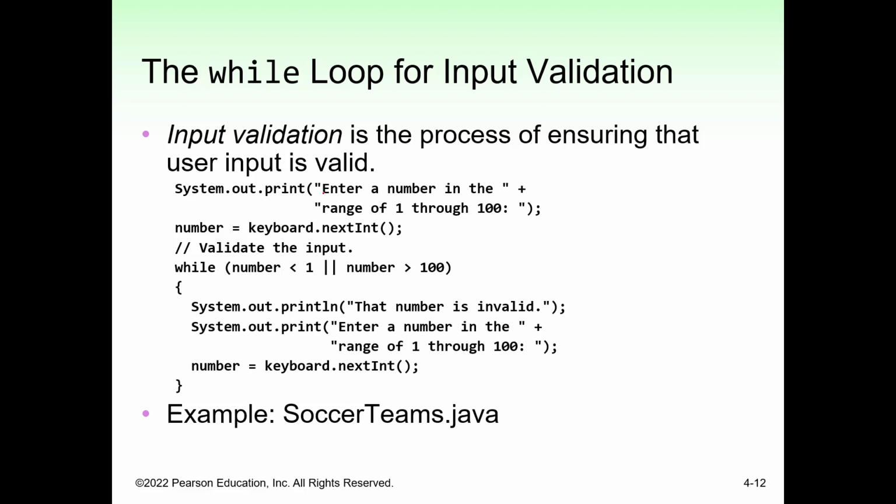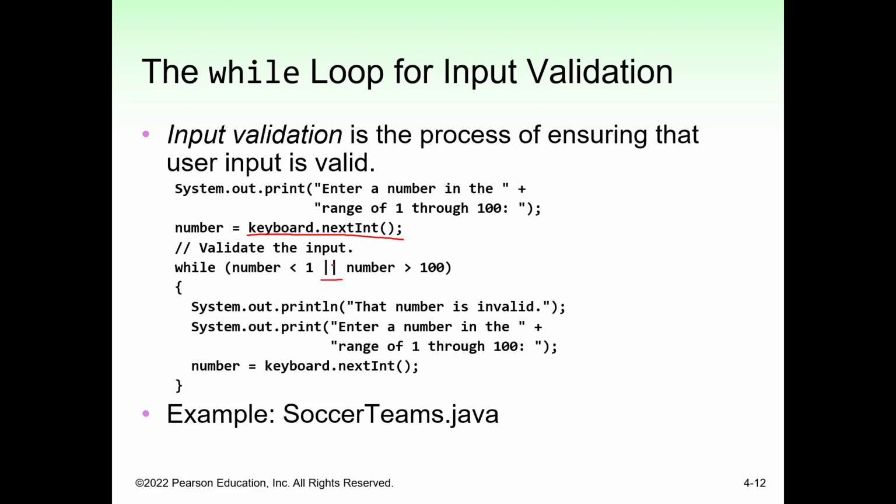For example, here we're asking the user to enter a number in the range of 1 through 100, and then we ask them for input right here. Then we validate that input with a while loop. And what is our condition? If the number is less than 1 or the number is greater than 100, because we are asking them for a range from 1 through 100, right? So we need to check if the input is invalid, and this is how we do it.